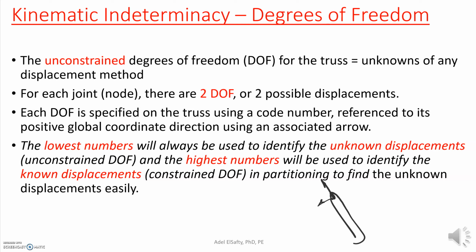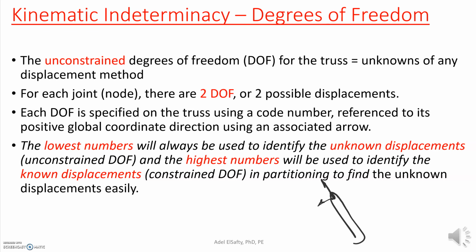And the lowest number will always be used to identify the unknown displacements, meaning when we partition the matrix, you're going to see that the lowest numbers will identify the unknown displacements or the unconstrained degrees of freedom. However, the highest numbers will be used to identify the known displacements or the constrained degrees of freedom. And that's in the partitioning that we are going to be using shortly.